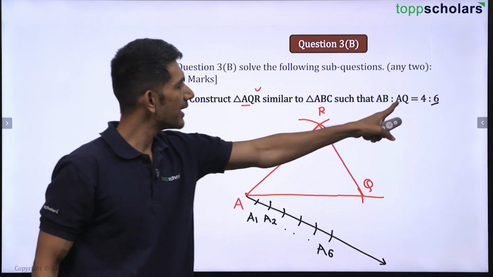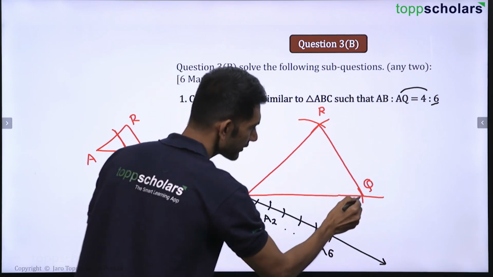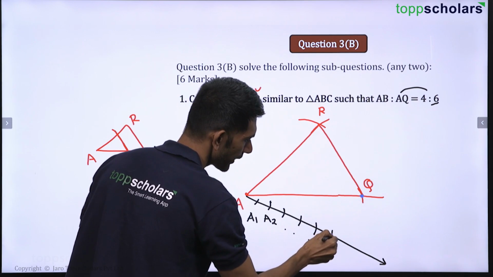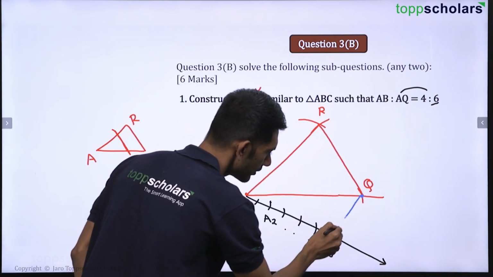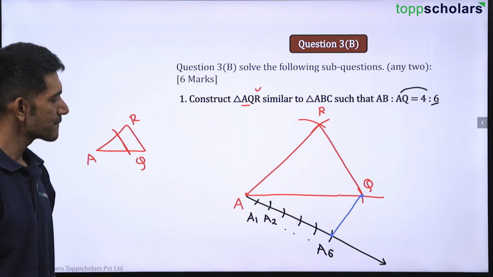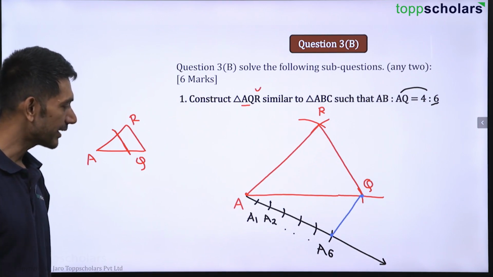Because the sixth part is AQ, just join the sixth part with Q. So here is a point, here is a point. You just need a pencil and a scale. Just join it. Clear? Now understand. Now comes the important part, because that can get tricky.